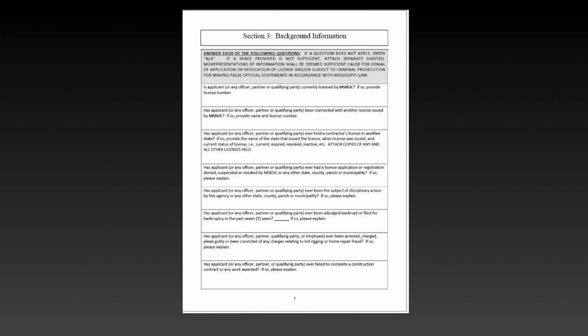Section 3. Background information. In determining the qualifications of any applicant for a certificate of licensure, the Board shall take into consideration a variety of factors, including experience and ability, character, manner of performance of previous contracts, financial condition, personnel, work completed, and ability to perform work satisfactorily, as well as the results of standardized examinations.